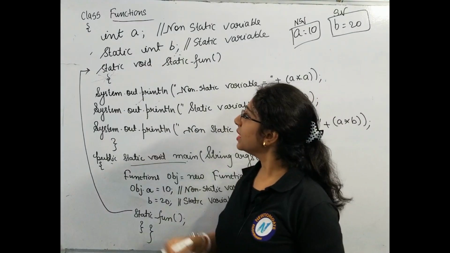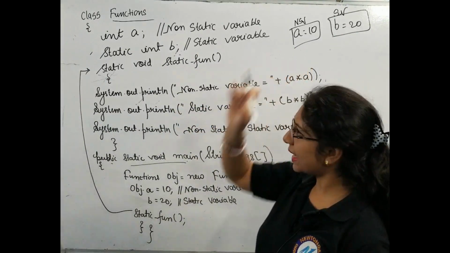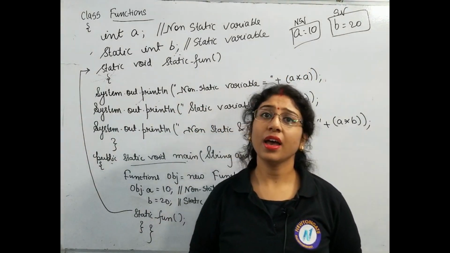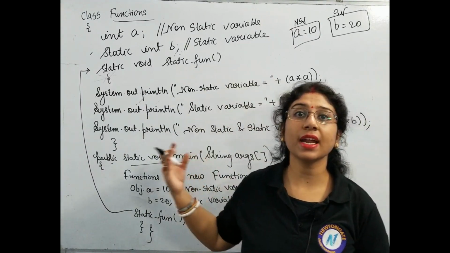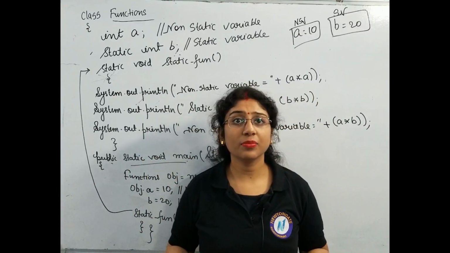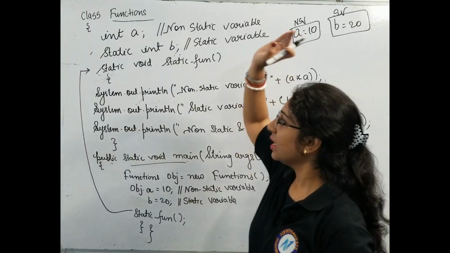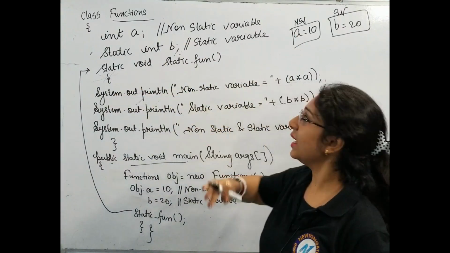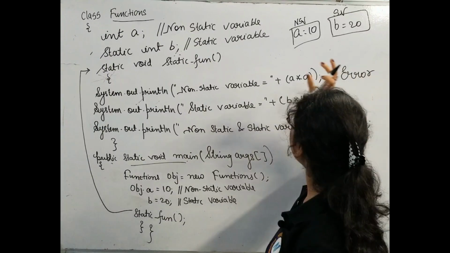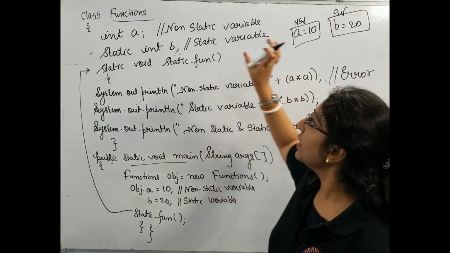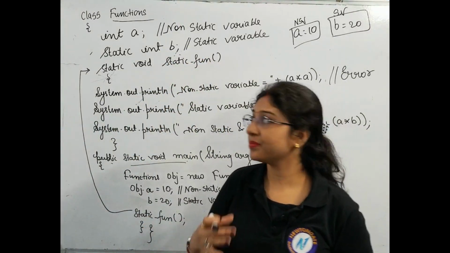So what is written? System.out.println non-static variable equals a into a. I have used the non-static variable without an object inside a static function. How is it possible? It's not possible. So when this line is executed by the compiler, it will generate an error because we cannot access any non-static variable inside a static function directly. I need an object. Clear?